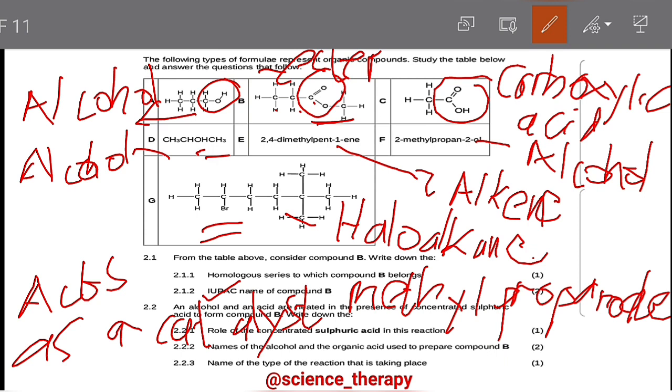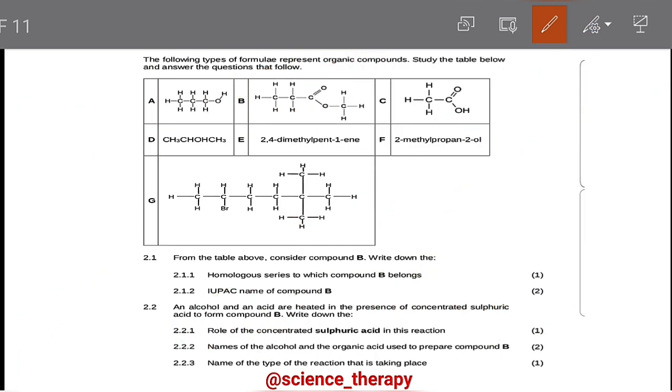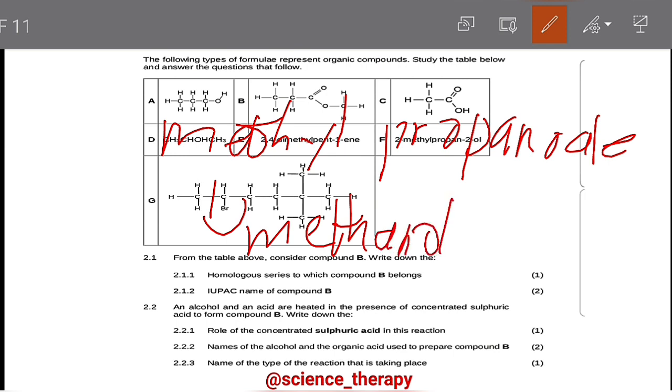Then 2.2.2 says the names of the alcohol and the organic acid used to prepare compound B. We already said that. From the name we can see it's methyl propanoate. Let me erase here. So remember, from the name methyl propanoate, we can get the reactants here. Methyl comes from the alcohol methanol, so the alcohol that we use is methanol, and the carboxylic acid that we used is propanoic acid.